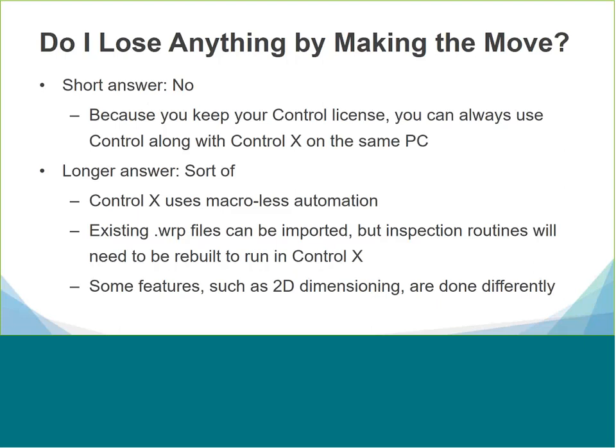The other really important thing to note is that Control X will import all of your existing wrap files, WRP files, from Control, but only the scan and CAD data are going to come in. Your alignments, reference geometry, deviation analyses, and reports, those will need to be rebuilt if you want to do those in Control X going forward. But again, it really is important to note that you're never giving up your Control license when you make the move over to Control X. You get to keep both, so you can always go back and access any older files using the Control software.